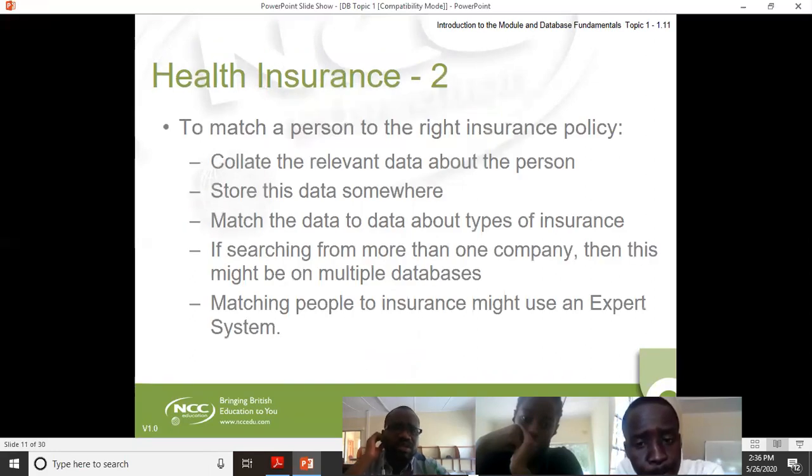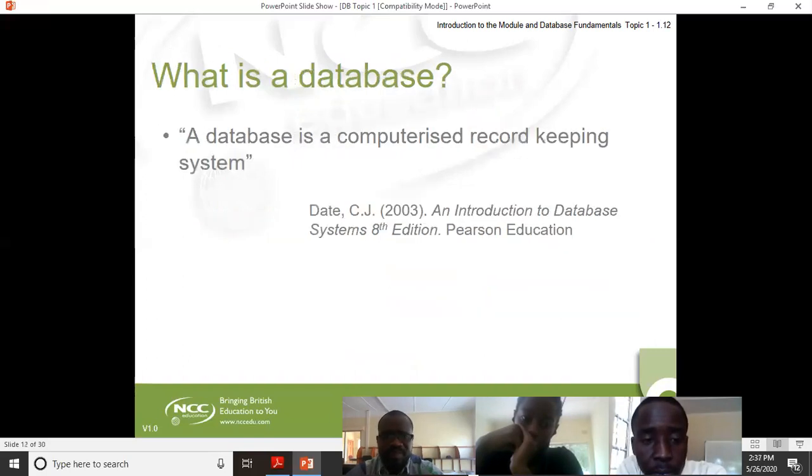In health insurance, to match a person to the right insurance policy, you collect the relevant data about the person, store this data somewhere, and match the data to data about types of insurance. If searching across more than one company, then this might involve multiple databases. Matching people to insurance might use an expert system.